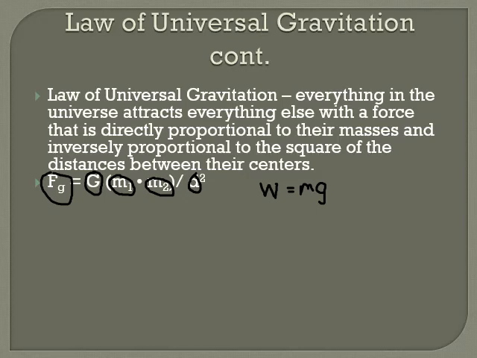So notice that in the W equals mg case, we're specifically talking about the two objects being the Earth and a human being. So really, the equation on the right, W equals mg, is just a special case of the equation on the left. The equation on the left is much more general. You can have any two objects. In the case on the right, we're talking about two objects being the Earth and a human being. And the distance, of course, being the radius of the Earth. It's the distance between the person and the center of the Earth, which is about 4,000 miles.